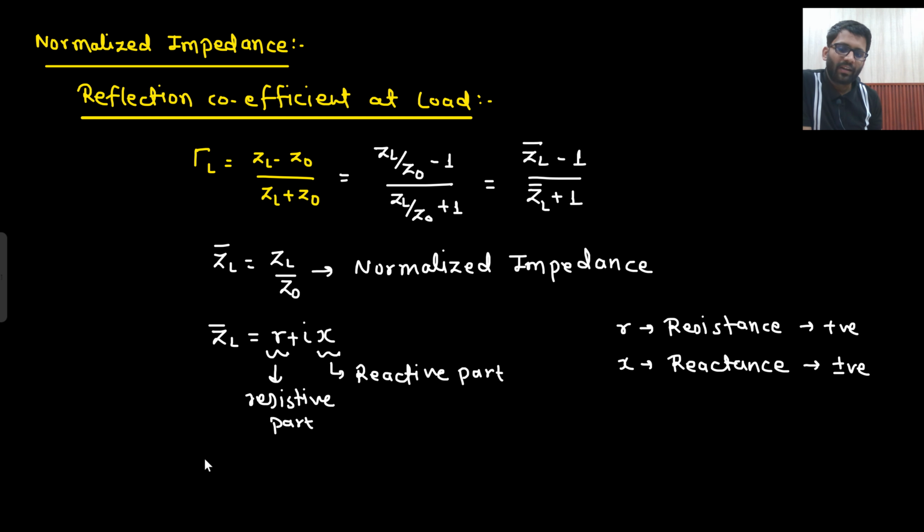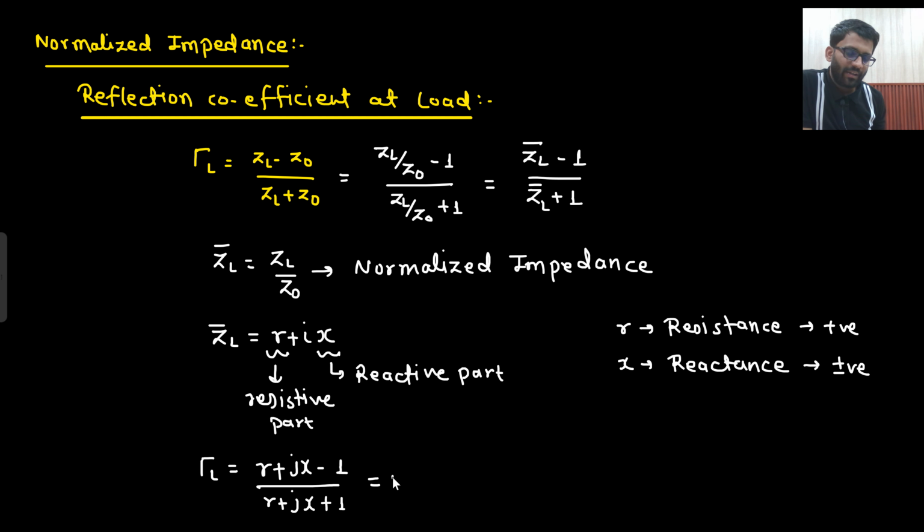Now how can I replace my gamma L? My gamma L can be replaced as gamma L is ZL dash minus 1 upon ZL dash plus 1. So what is my ZL dash? That is R plus JX, divided by R plus JX plus 1. Now this gamma L can also be complex, because we have seen for complex load, for capacitive load, for inductive load, gamma L was complex.